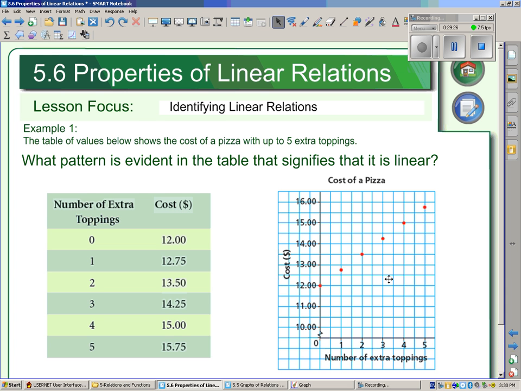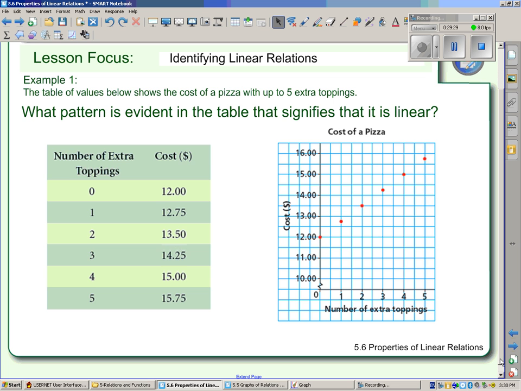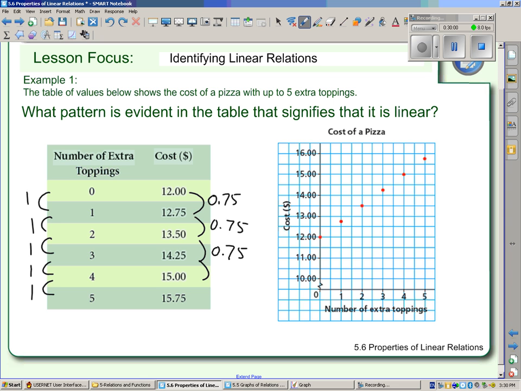But let's look at the table because the table is going to give us some clues. And I'm going to look at the difference between these data points. So these are the differences in my independent variables. And notice the difference between these numbers every time is 1. So there's a constant difference here. When I look over here, the difference is 75 cents. Every time, the difference is 75 cents. I wrote a 57 there instead of a 75.